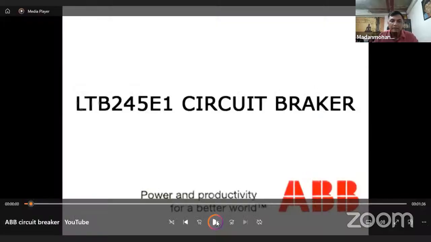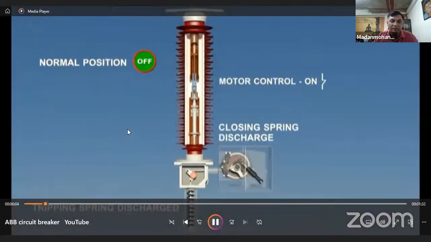This is an ABB breaker. It will give you a great idea about how the breaker will operate. See, actually, this is a huge concept. Within the given time, explaining it in great detail is quite difficult. Just listen to this.